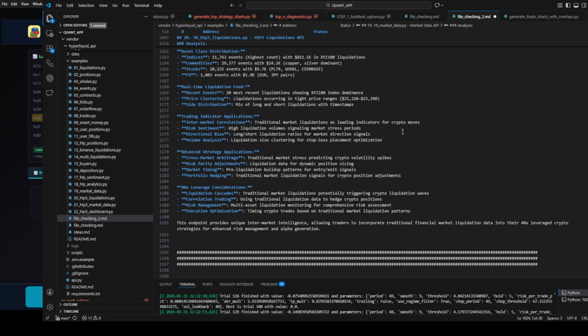Then we'll continue with advanced strategy applications: cross-market arbitrage, traditional market stress predicting crypto volatility spikes, risk parity adjustments, liquidation data for dynamic position sizing. That's what I like to use, and that's what I am also testing in my backtests. The first one we did actually. The other ones are not using position sizing right now, but could be an addition if I see that the backtests return rather bad, but I know they're good.